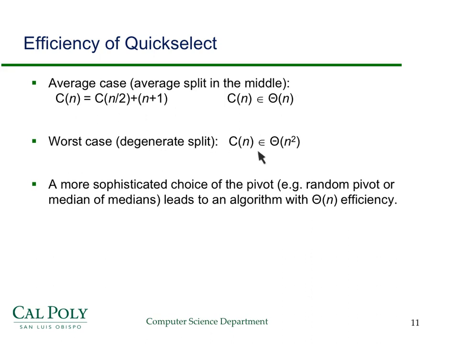Then there's a worst case though, and that's when the partition comes out badly, and we want to avoid that. Just like with quicksort, we want to get a good choice of the pivot. So we use a random pivot or a median of medians or a median of 3, and that leads to an algorithm with big theta of n efficiency.